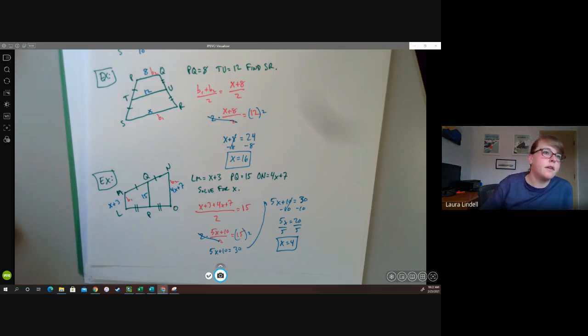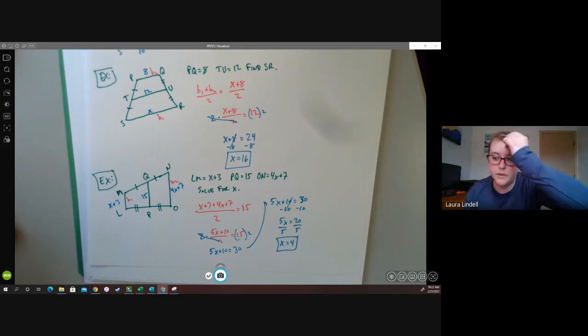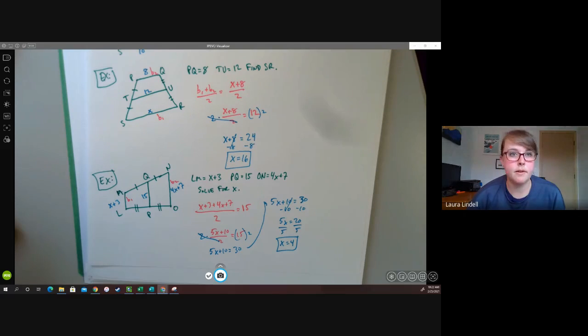Okay. So those are kind of 3 different levels of problems that you'll see with trapezoids and mid segments. Any questions on either of those 3? Any numbers we're not sure where they came from? Equations we're not sure how we got them? Anything we want to go back to?